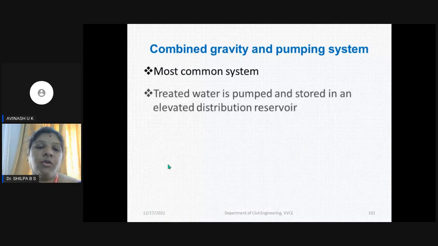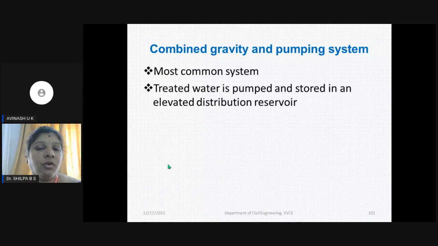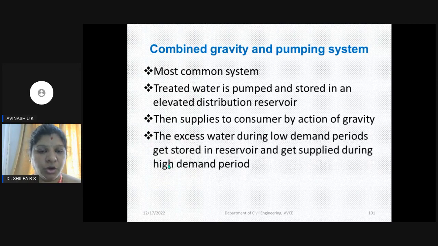Most of the time, other than the gravity, we will go for the combined gravity and pumping system. Okay, this is the most common system. The supply to the consumer is then by the action of gravity. The water will initially be pumped and stored in the elevated reservoirs, and then it is distributed.